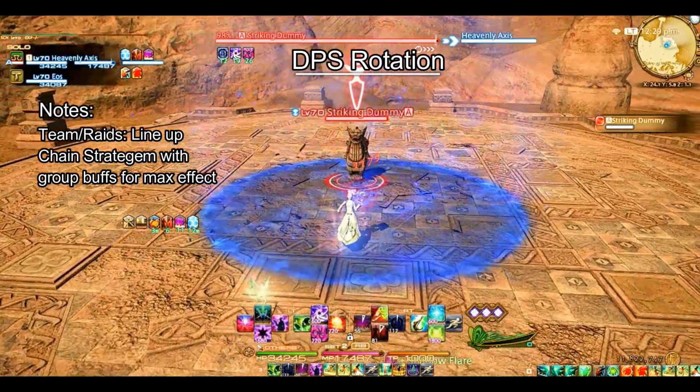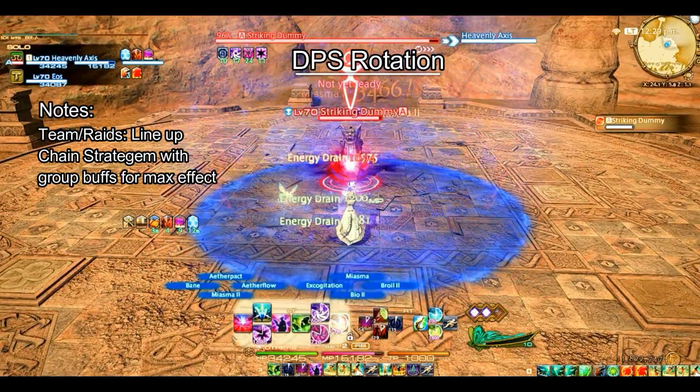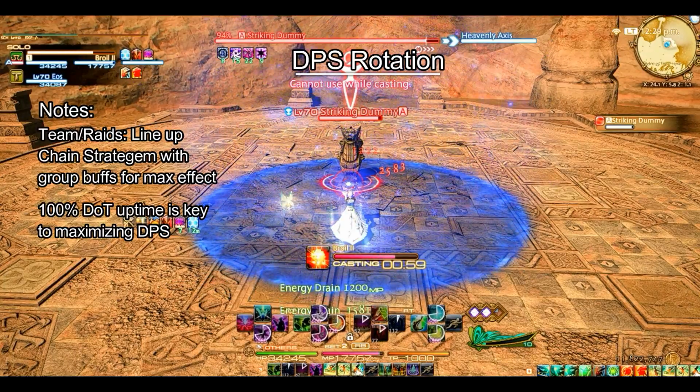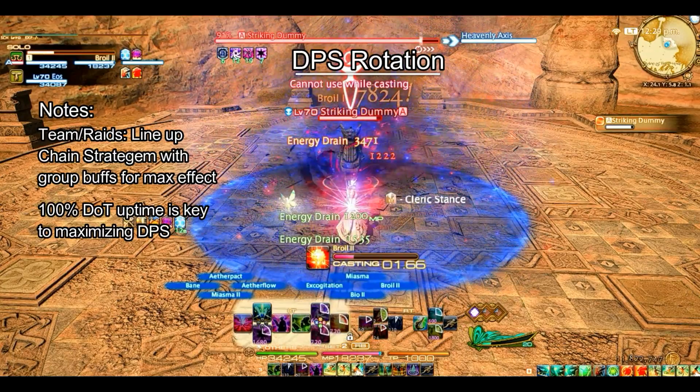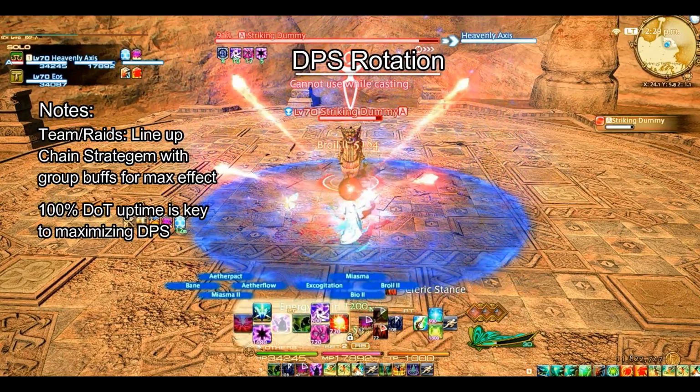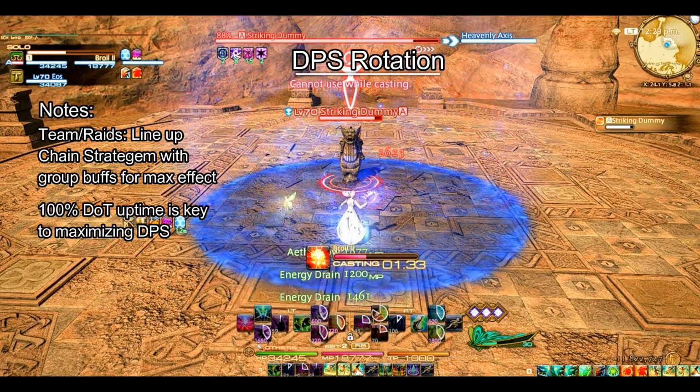For your dots, it is important that you always keep them up. You don't want to let them drop off, but you also don't want to clip them, meaning cast too early. You should begin recasting your dot with roughly 3 to 4 seconds remaining.